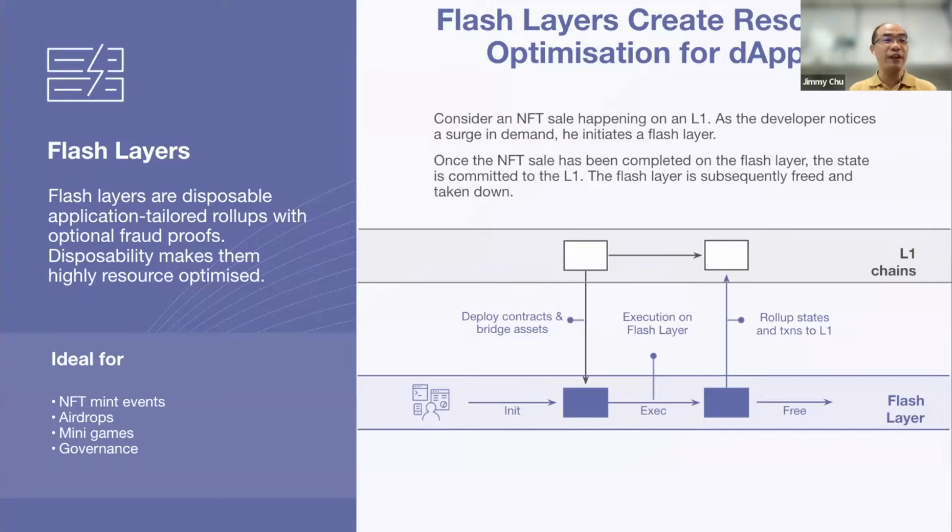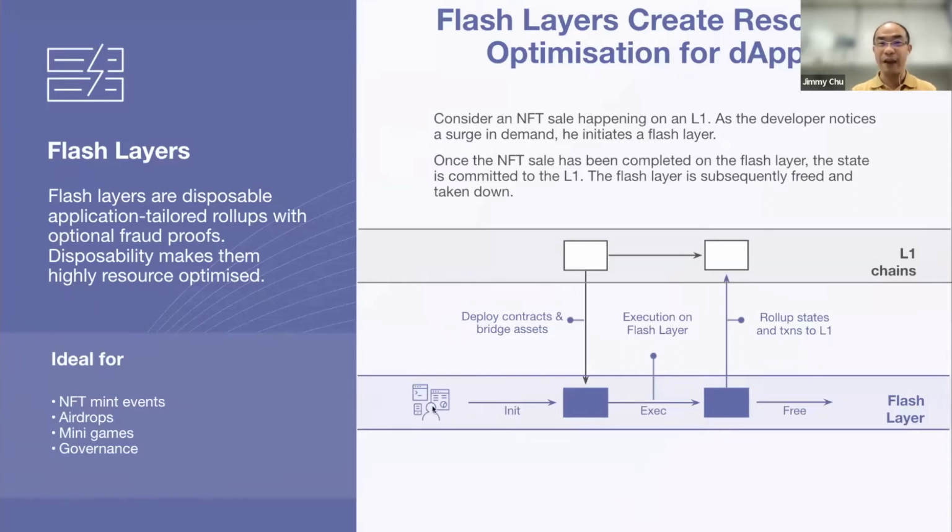So on flash layer, this is the short-lived application tailored rollup. We also have the fault proof here. So I'll just go through what a flash layer is about. We can take a look at the diagram at the bottom below here.